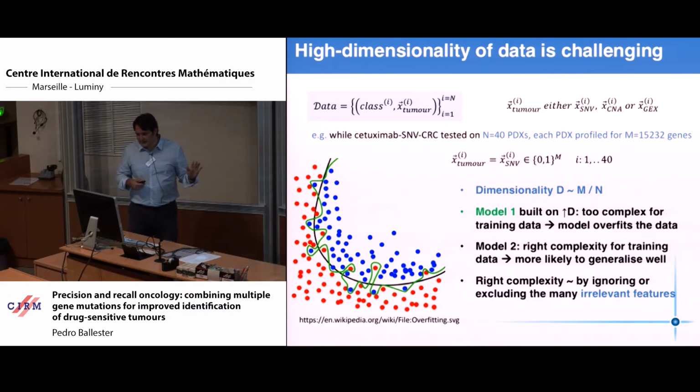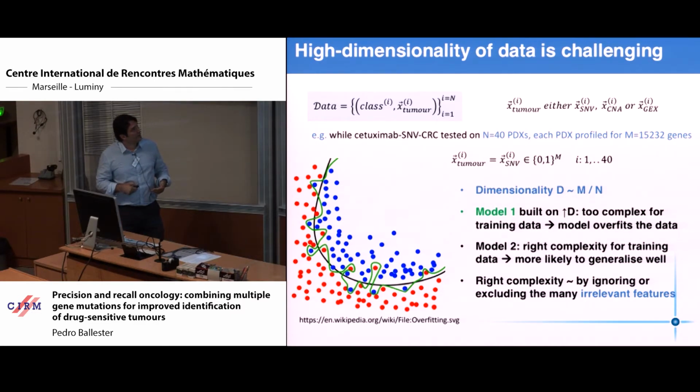So this is just a slide to mention something that you probably all know, that the high dimensionality of data is challenging. In many cases, you may have things like 40 PDXs, 40 data instances, but each of these is profiled with tens of thousands of features. So this poses a challenge for supervised learning. And here you can define dimensionality as the number of features divided by the number of data instances that you have.